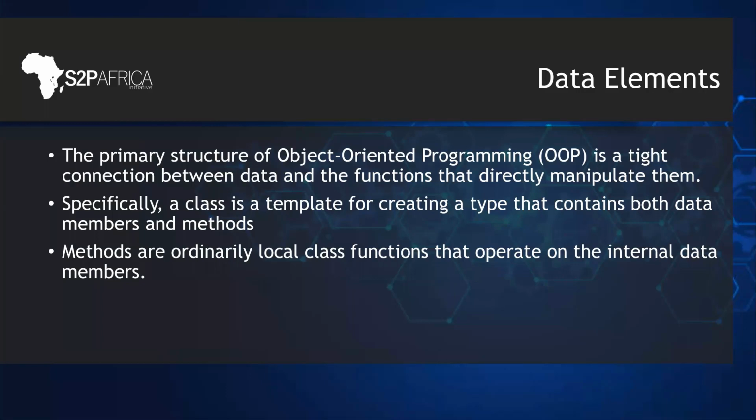So the primary structure of object-oriented programming is a tight connection between data and the functions that directly manipulate them. Specifically, a class is a template for creating a type that contains both data members and methods. Methods are ordinary local class functions that operate on the internal data members. You do not begin to make methods until you have already learned how to make functions.